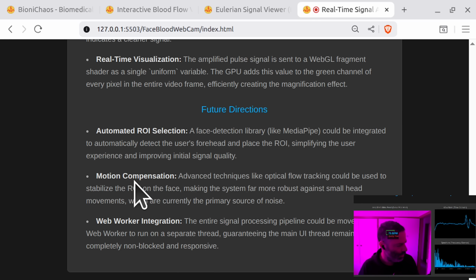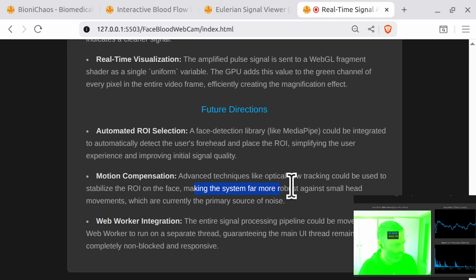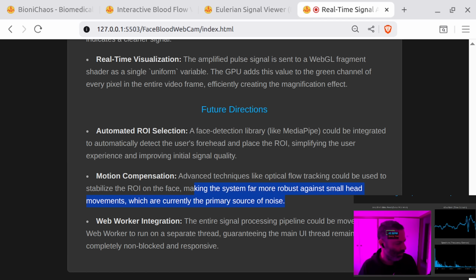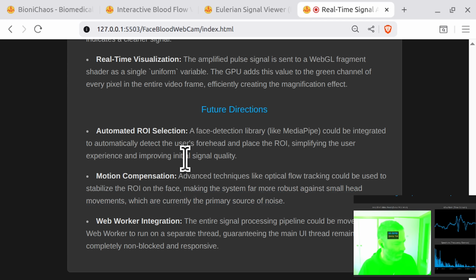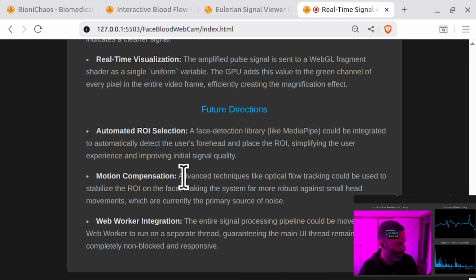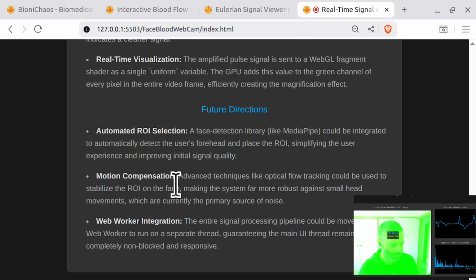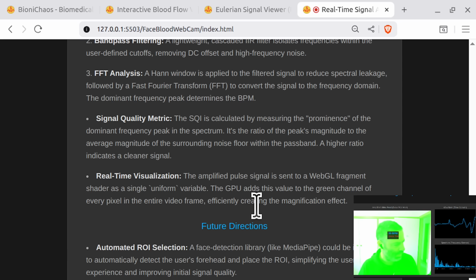Would be good. Motion compensation, advanced techniques like optical flow tracking could be used to stabilize the ROI on the face, making the system far more robust against small head movements, which are currently the primary source of noise. That's correct. Web worker integration, we're not gonna do that.